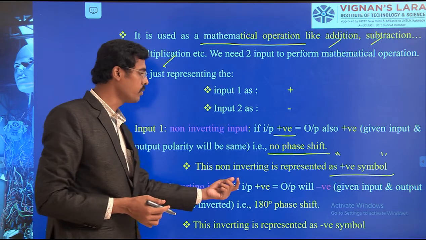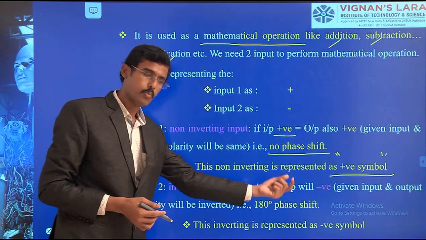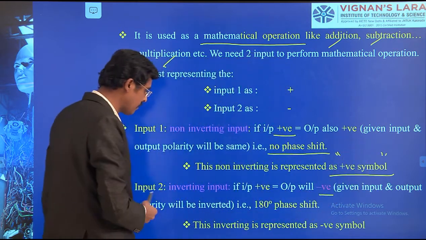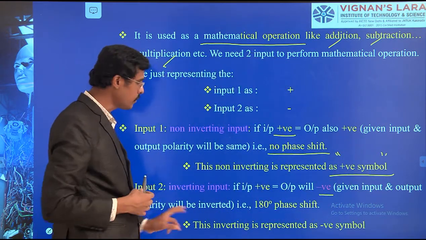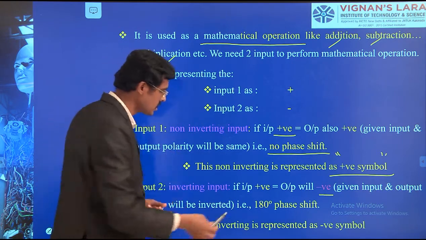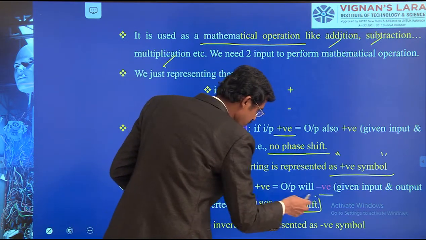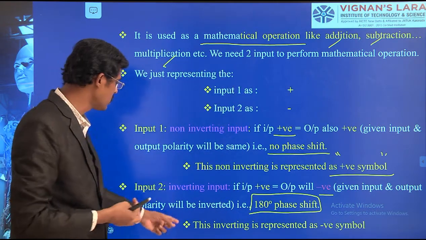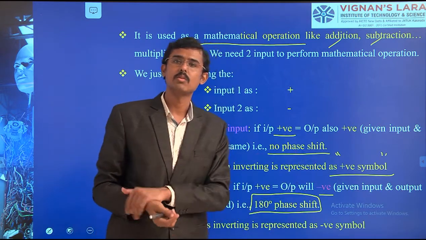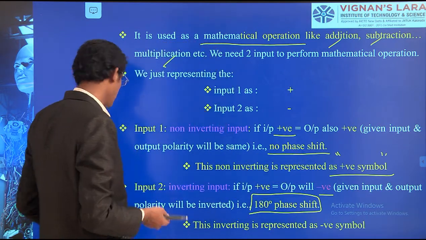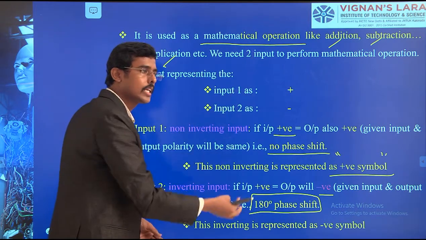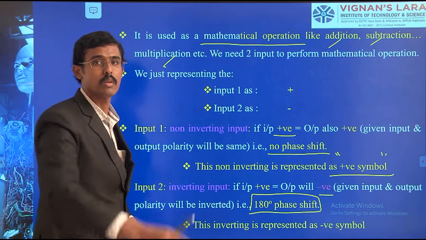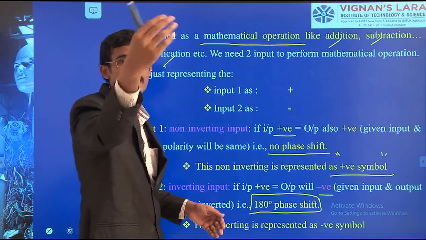For the inverting input, if the input is positive, the output will be negative. Given input, the output polarity will be inverted. So here we are changing the polarity. We name this a 180 degree phase shift. That we symbolize as a negative value. This inverting input is represented as a negative symbol. So the input can be V plus or V minus. Whichever input it comes in, if it comes in positive, it will be amplified in the positive value. If it comes in negative, it will be amplified in the negative.